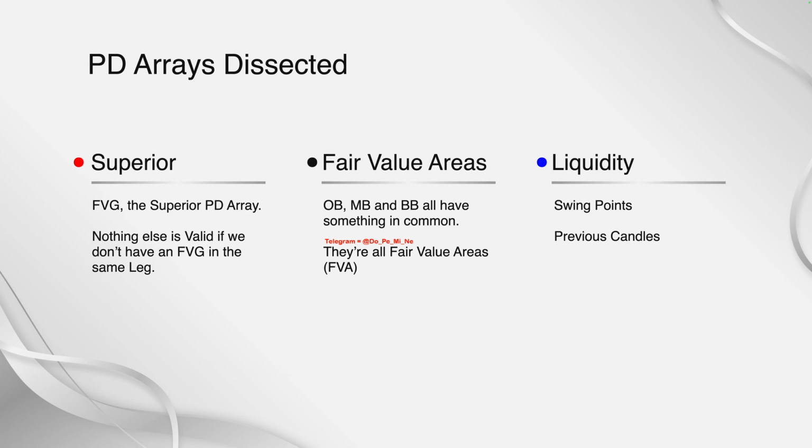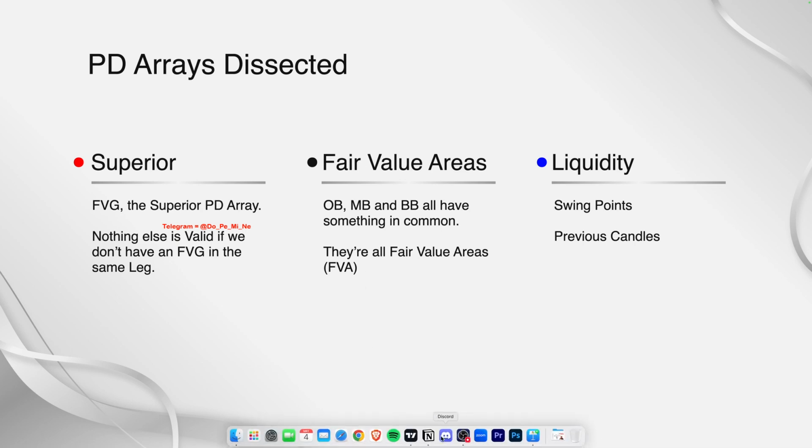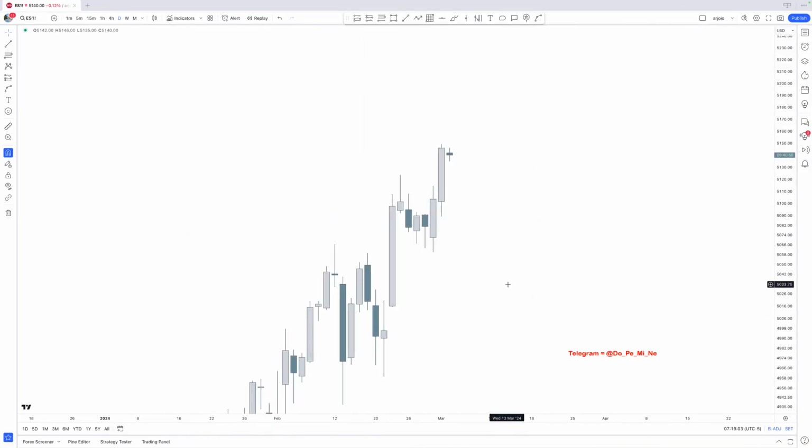All right, if we have a fair value gap, then we will likely also have an order block, a mitigation block, or a breaker block. So those order blocks, mitigation blocks, and breaker blocks all have something in common, and that is that they are all fair value areas. They are FVA right there. And what those fair value areas look like is exactly what we are now going to look at as well. So a fair value area is a 3 swing movement, but there's different 3 swing movements.